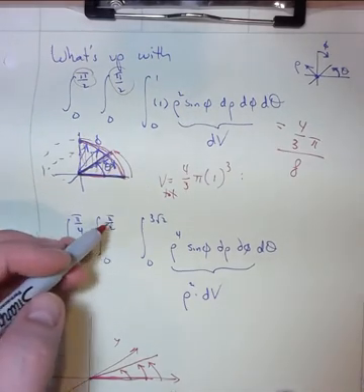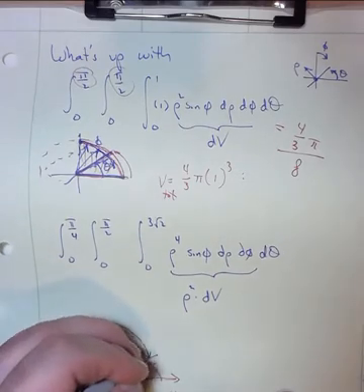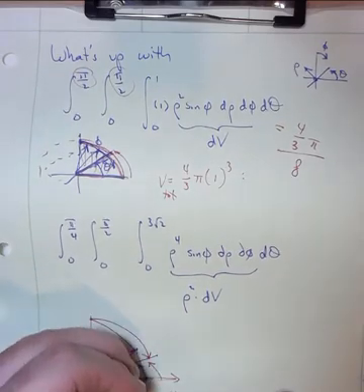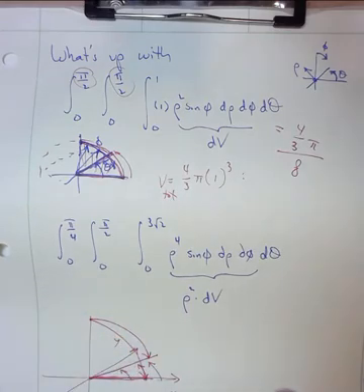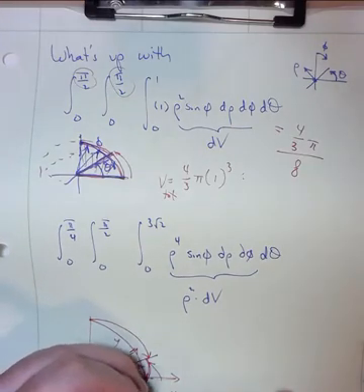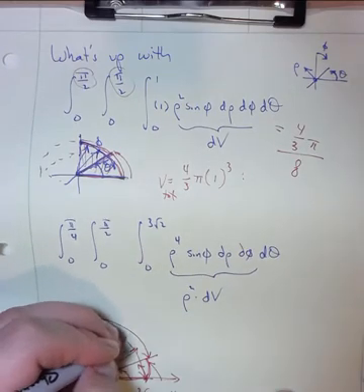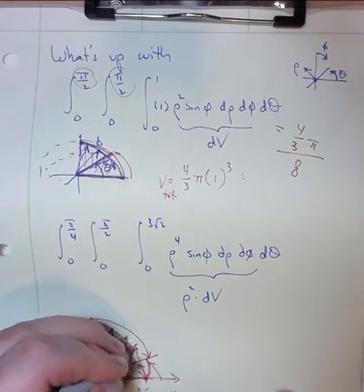Phi is going from 0 to pi over 2, so again from the top we're coming down all the way to the plane. And rho is going from 0 to 3 square root of 2. So wherever that is, let's say it's right here, that distance is the same in that direction, and in that direction, and in that direction.